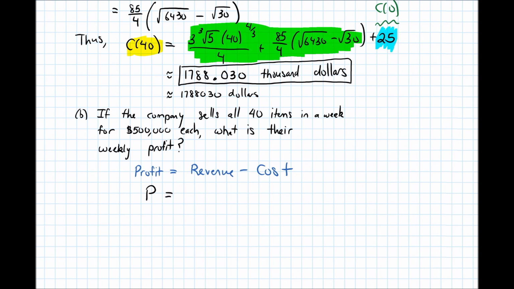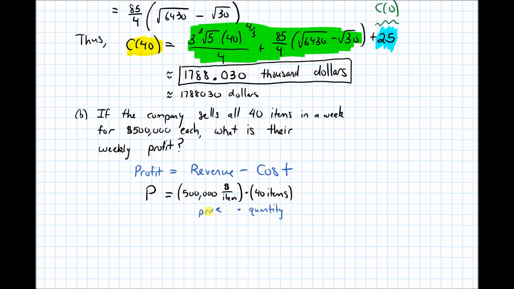So for the revenue, the way we figure that out is we multiply the price times the quantity when they're selling these items for a fixed price like they are here. So they're selling them for $500,000 each. So the price is $500,000. And if I think about units even, this is $500,000 per item. And then we multiply that by the quantity. And what's the quantity? They're selling 40 items, so times 40 items.